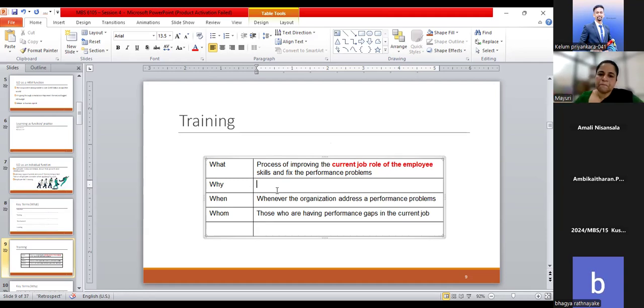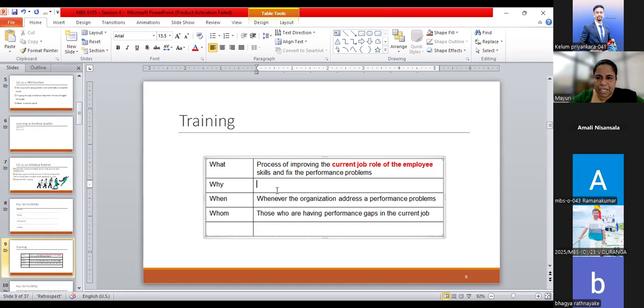Improving job performance. Performing tasks, current job or new job. To improve the current job role, okay. Why do you want to improve the current job role? To achieve the goal efficiently and effectively. To achieve the goal. Okay. What is the goal?